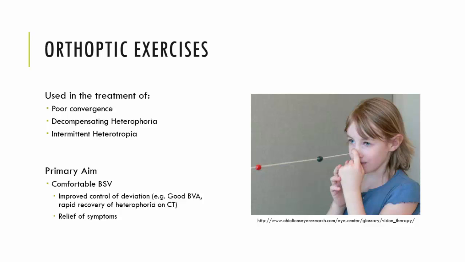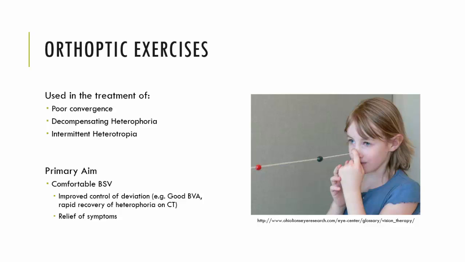So orthoptic exercises are used in patients who are experiencing symptoms related to an ocular motility disorder. These symptoms are usually asthenopic symptoms, so headaches and eye strain type symptoms, or diplopia. The reason that these patients are experiencing these symptoms are either due to poor convergence, they have a decompensating heterophoria, so a latent deviation that they're struggling to control, or an intermittent heterotropia, so a manifest deviation that's intermittent. Again, here we're having issues around controlling that manifest deviation.